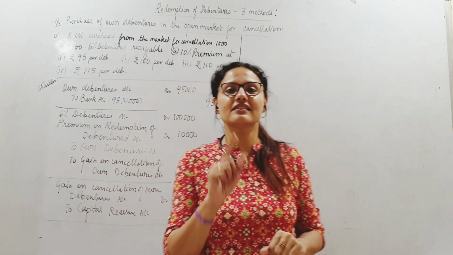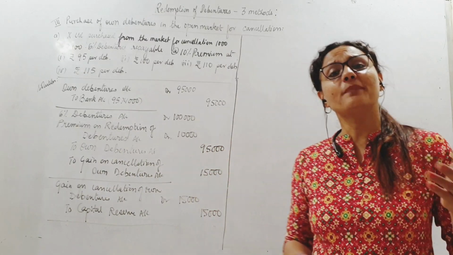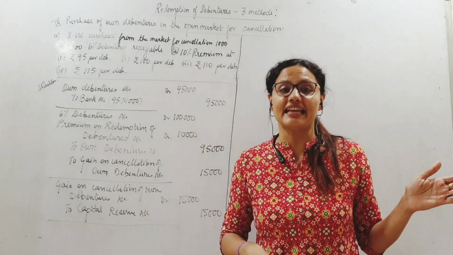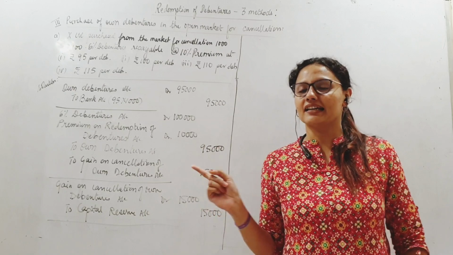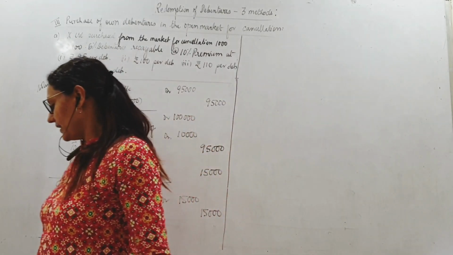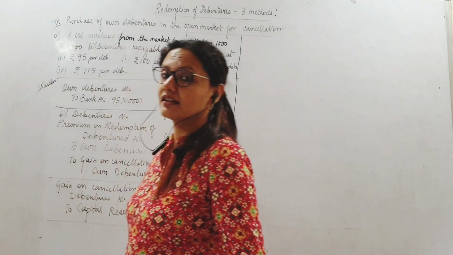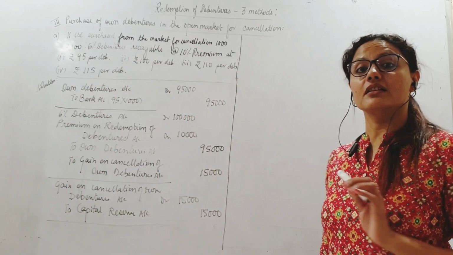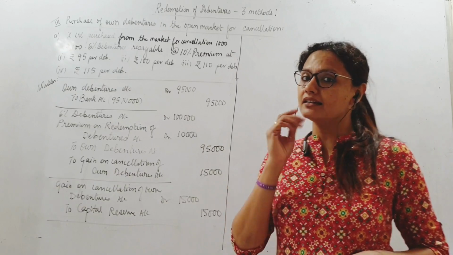Yes, smart ones. It will be a profit because I have to pay how much to my debenture holders? 110 with premium. I am buying at 100. I am still making a profit. Meaning even if I buy my debentures at 100 a debenture, I am still gaining because I had to repay at premium.